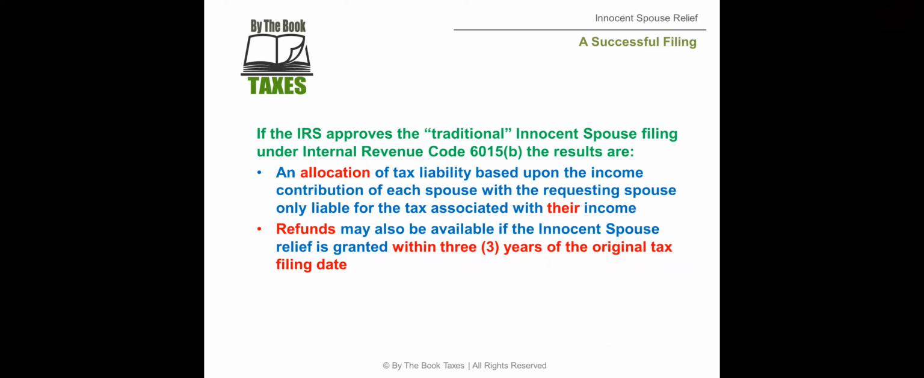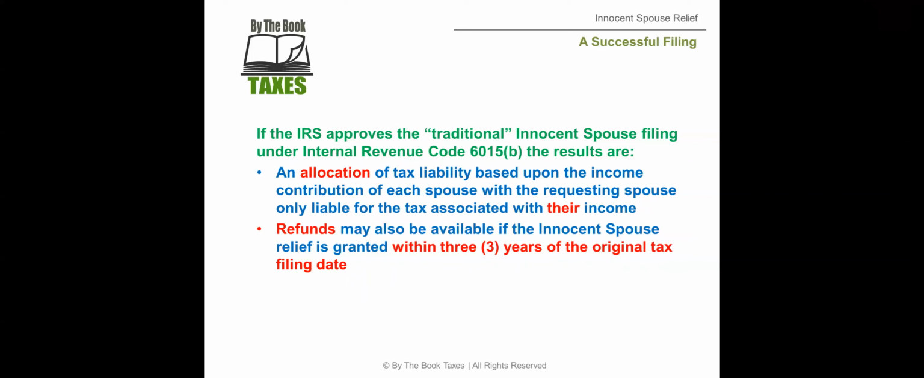Okay, here's what a successful innocent spouse filing looks like under Code Section 6015B. The IRS will allocate the tax liability of the two spouses based upon the income contribution of each spouse. And the requesting spouse will only be liable for the tax associated with their income. The important word there is allocation. The tax liability gets allocated between spouses.